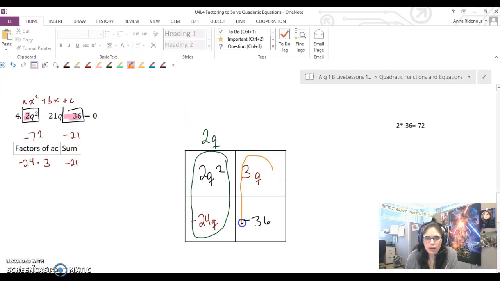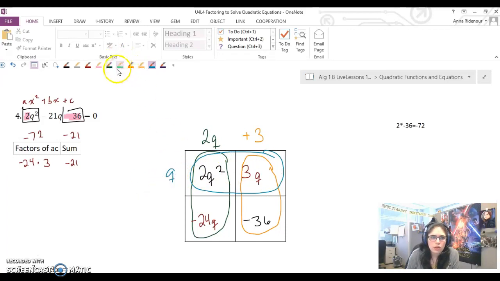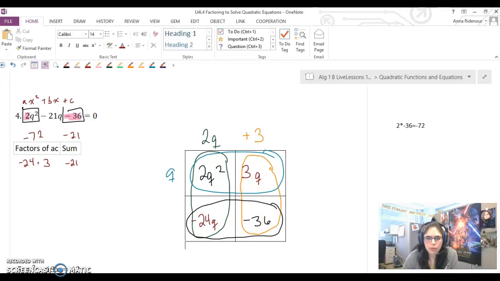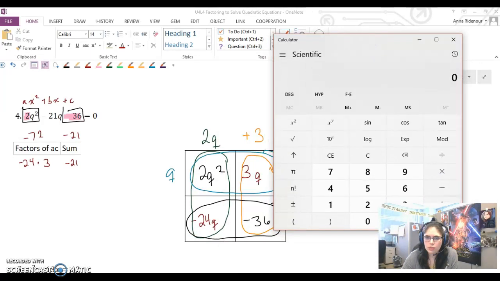Second column, 3q and -36, greatest common factor is going to be 3 plus 3. And then first row, greatest common factor is going to be q. I'll go back to black, I guess. And then -24, -36 might be 4.